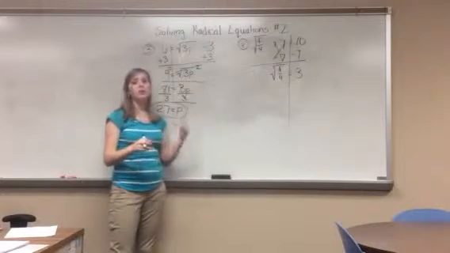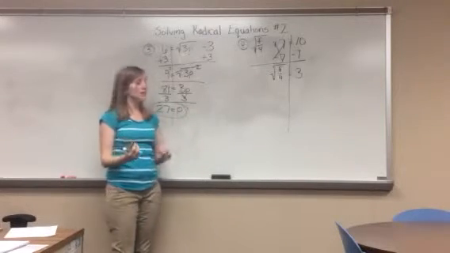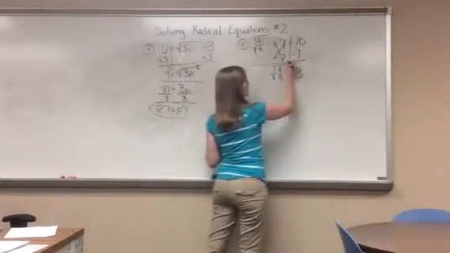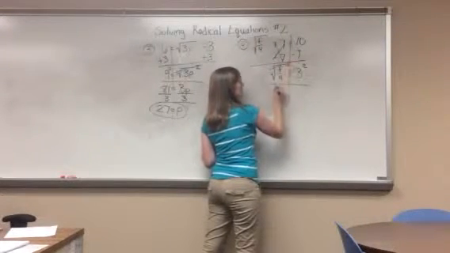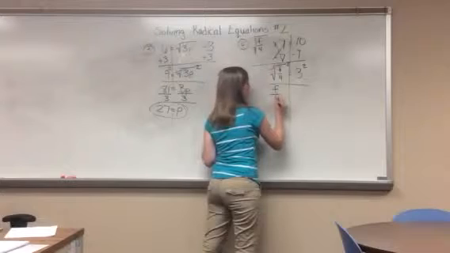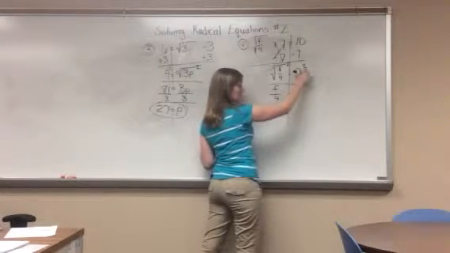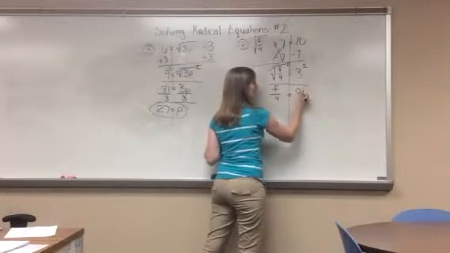The f and the 4 are both under the square root, so to cancel it, I will square both sides. The square root and the square cancel. The f over 4 does not change. And 3 squared is just 3 times 3, which is 9.